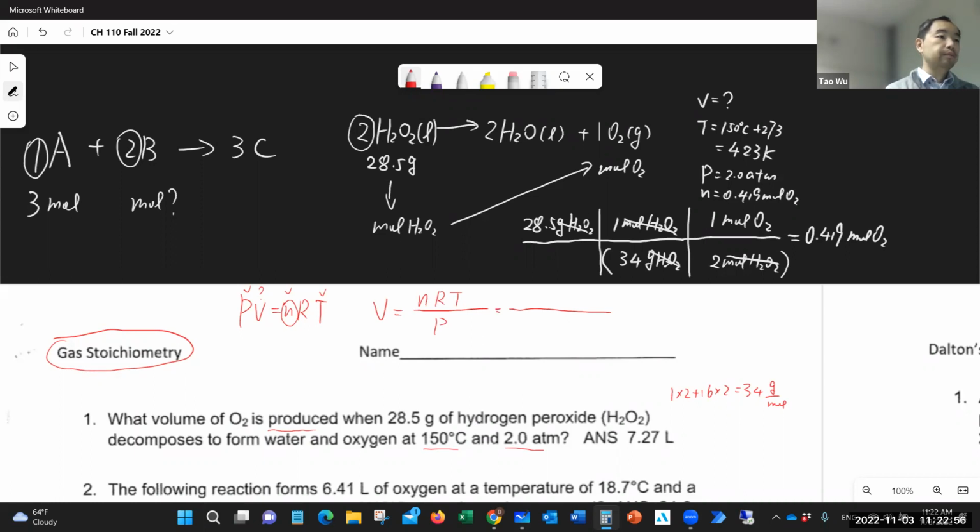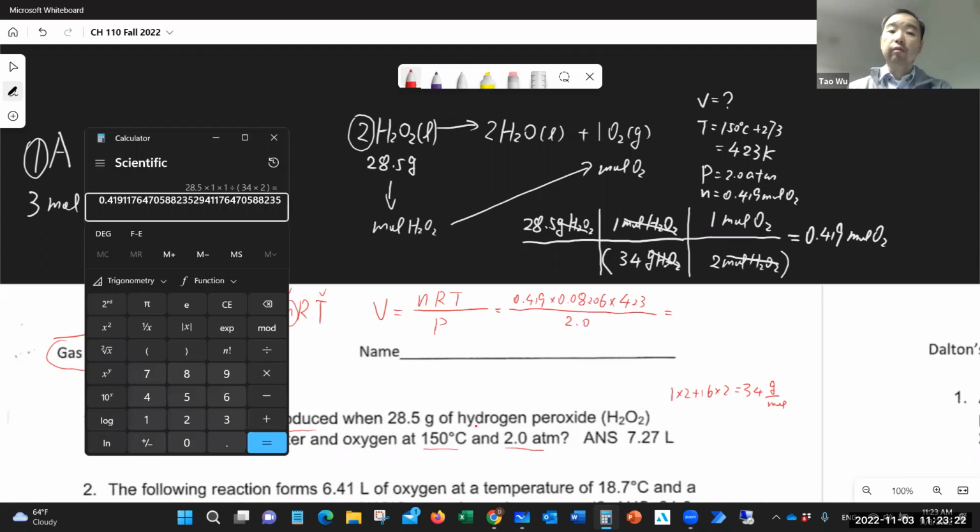So the volume: n is 0.419, times R, which is 0.08206, times the temperature, 423 Kelvin, divided by the pressure. The pressure is 2.0 atmospheres. Now you put those into your calculator, and you should be able to figure out the volume of the oxygen. 0.419 times 0.08206 times 423 divided by 2. The answer will be 7.27.